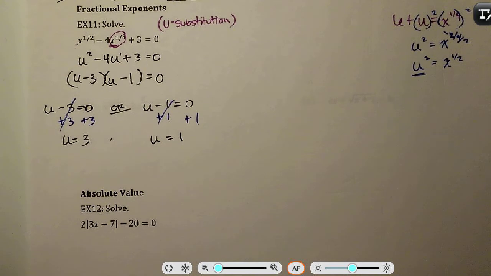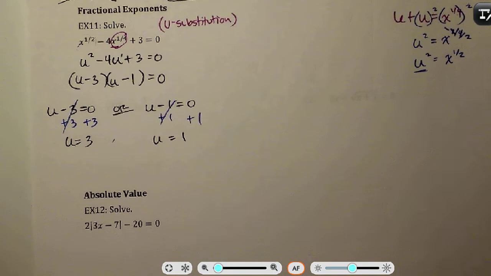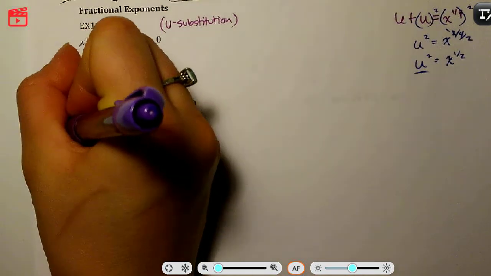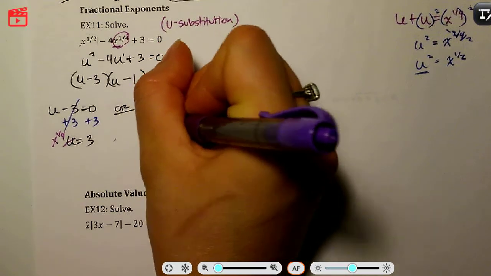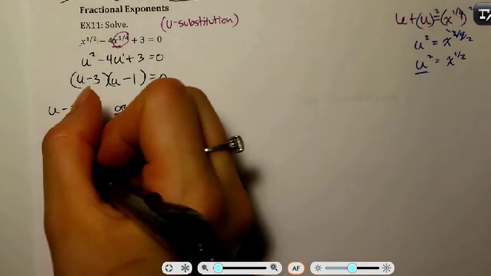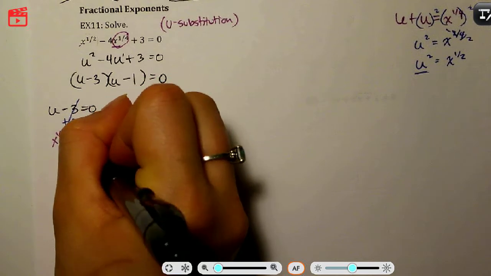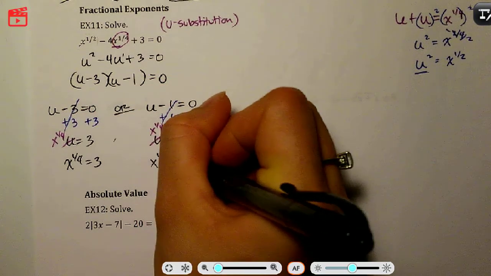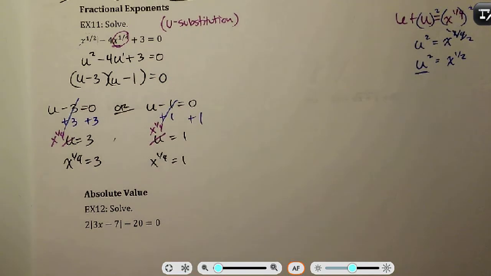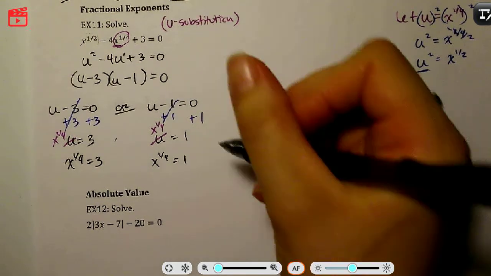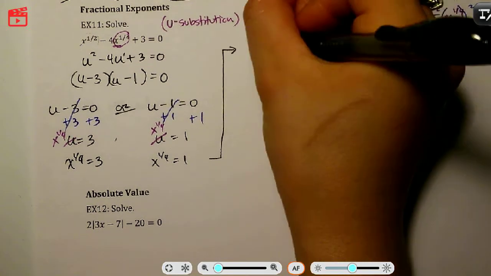So we're going to go ahead and resub that out. Replace this with x to a fourth. Replace that with x to a fourth. So now we have x to the fourth equals 3 and x to a fourth equals 1. We're not done solving yet. Shucks. Let's go ahead and solve this.